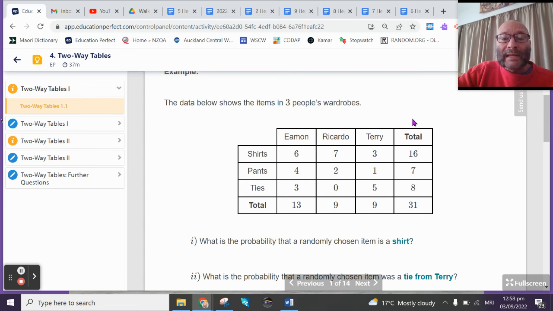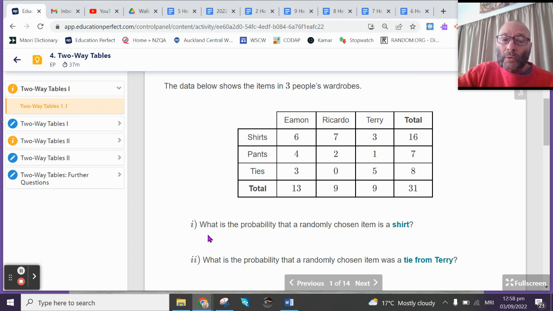Data below shows the items in three people's wardrobes, Amon, Ricardo, and Terry. So what's the probability that a randomly chosen item is a shirt? What these problems want you to do is, based on the item we're talking about, find that row or column and use that to determine the probability. So the probability that a randomly chosen item is a shirt.